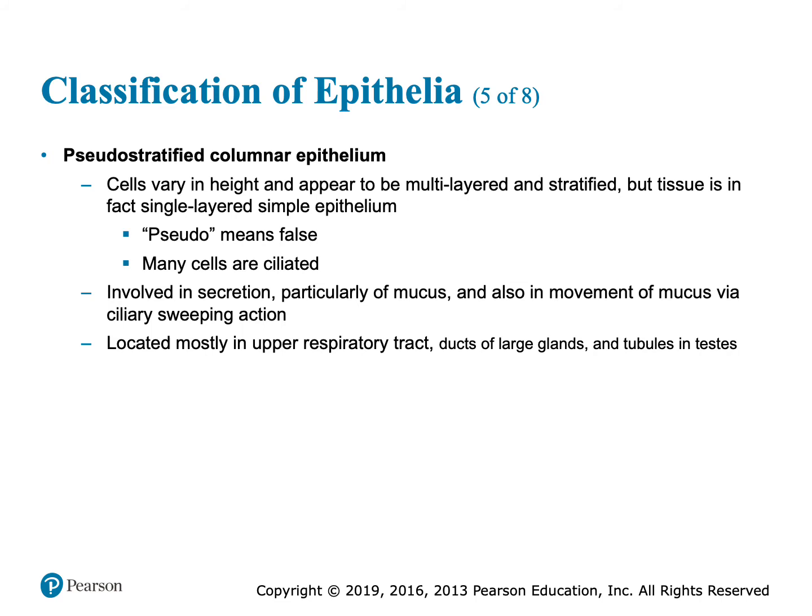Pseudostratified ciliated columnar epithelium. The word ciliated is not in here, but it is in your lab book. Pseudo, fake. Pseudostratified columnar epithelium. So what happens is these guys vary in height and they look like they're multi-layered, but they're not. It's just a single layer and some of them cut shorter than others. In lab, we're going to look at a trachea. So it's going to have some cilia on it. If you smoke, you destroy your cilia. Good thing it's epithelium. It regenerates. Stop smoking, you get your cilia back.